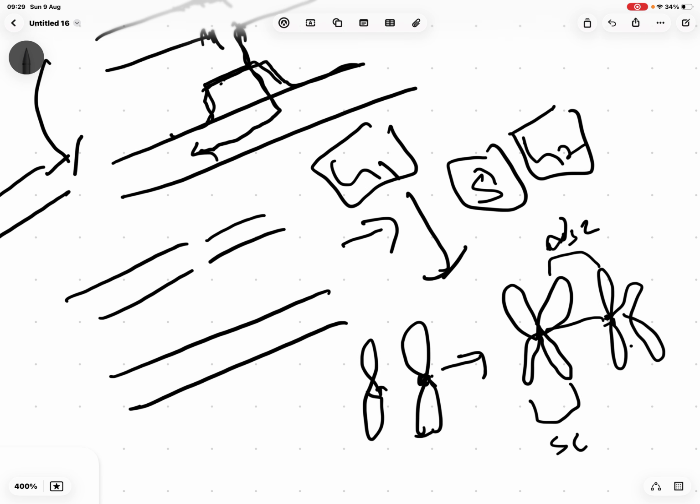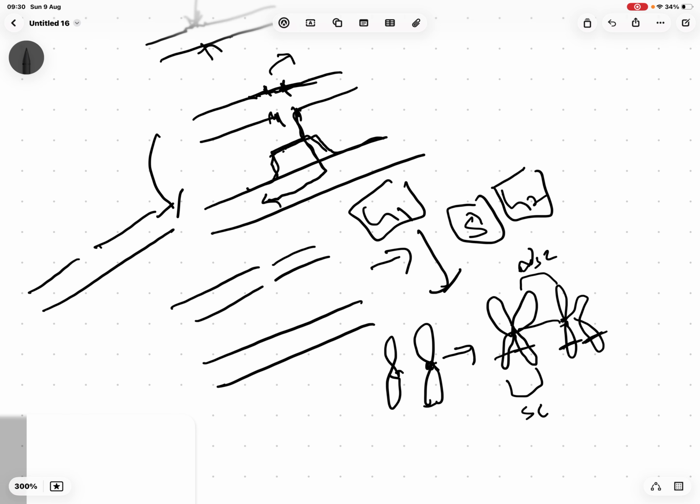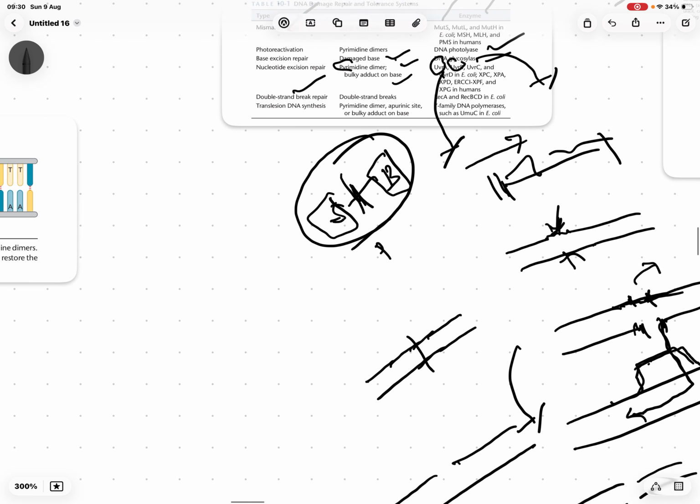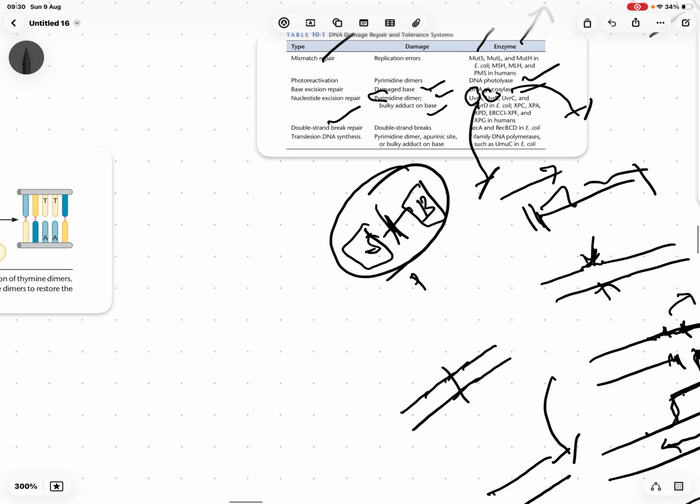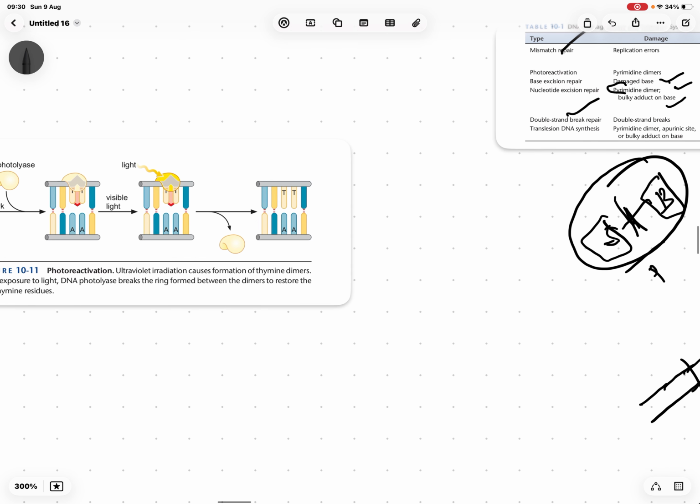Suppose breaks are present on these two chromatids. In such a case, they use these non-sister chromatids as a template to repair the DNA. So this is homologous recombination repair, and the same way the non-homologous end joining repair systems work.